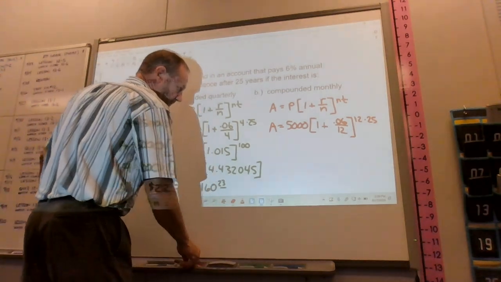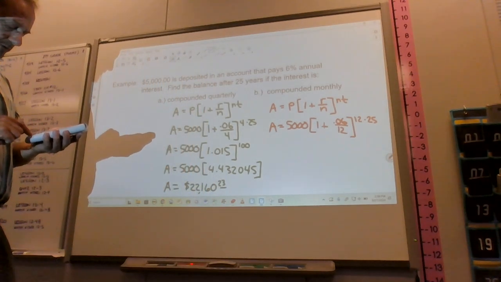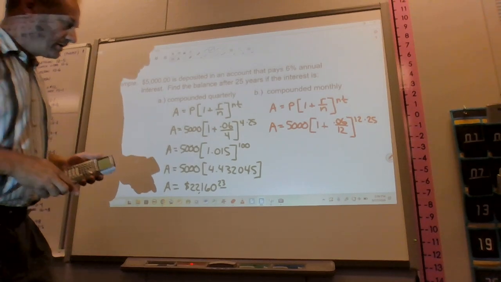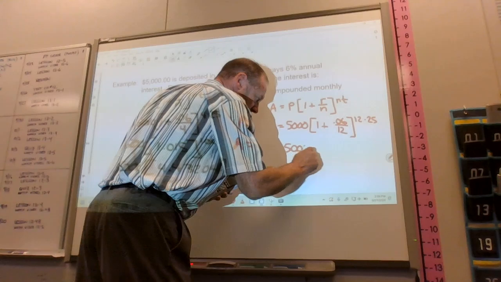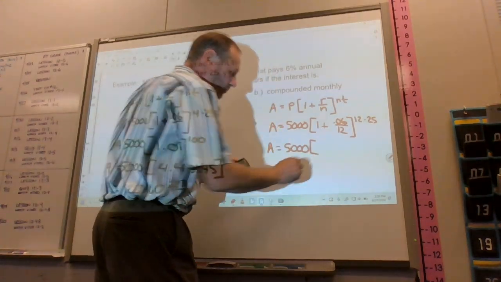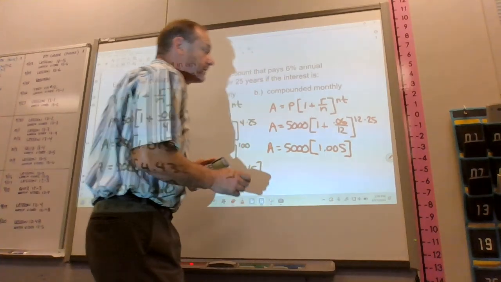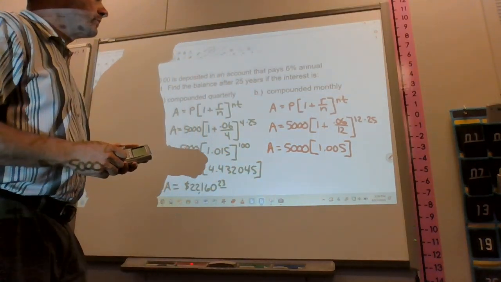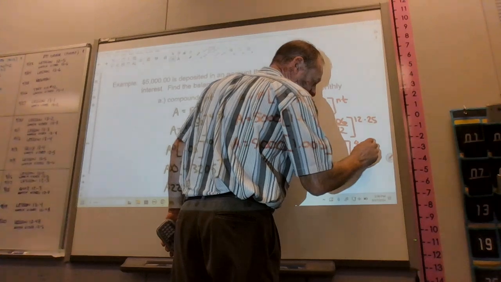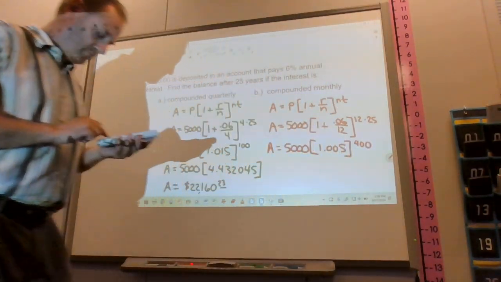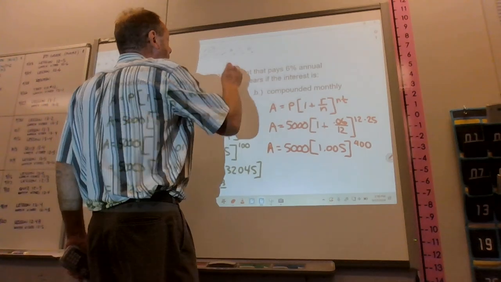Okay, now what happens over here? 0.06 divided by 12 plus 1. This is going to be 1.005 to the 400th power. Oh, 300th power, sorry.